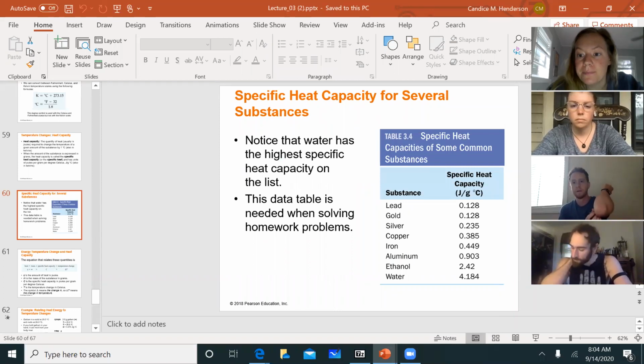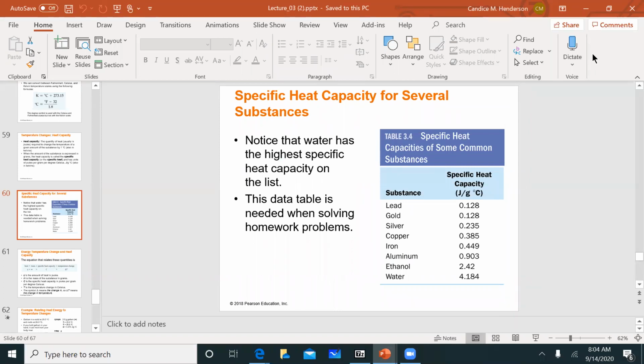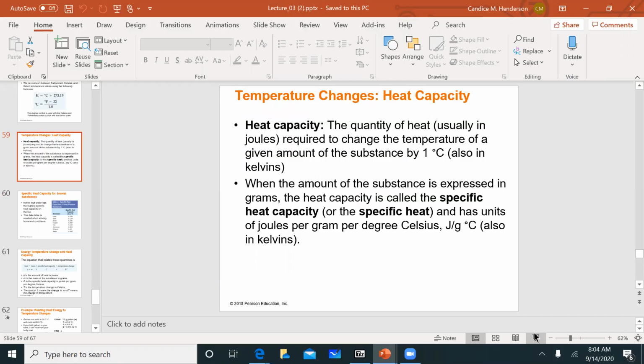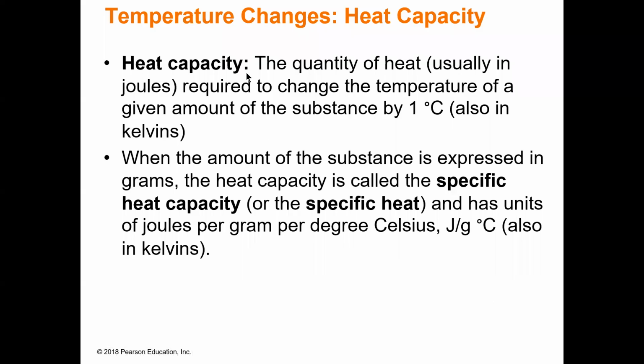We were talking about specific heat. So we've got heat capacity, which is the quantity of heat, usually represented in joules, required to change the temperature of a given amount of the material by 1 degree Celsius. But we are going to be doing more work with specific heat capacity, which is the amount of energy it takes to raise 1 gram of that material 1 degree Celsius. So that would be the specific heat value.